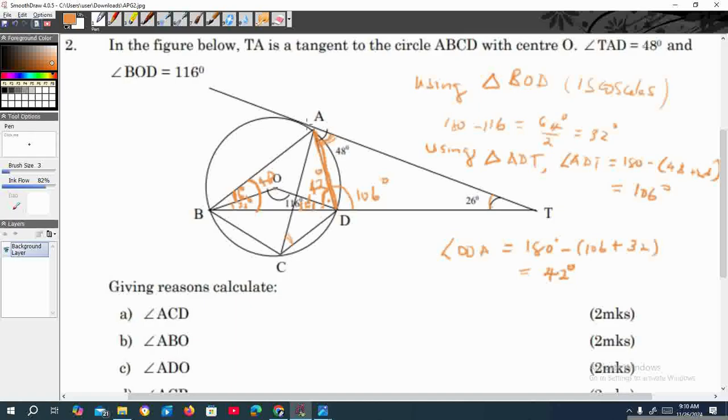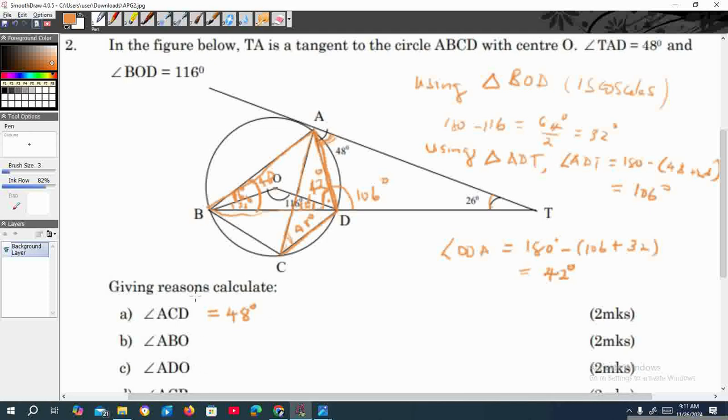So we are looking for the angle ACD. And this angle ACD is subtended by the same chord or the same arc AD on the circumference as the other angle DBA, this angle here. Angles subtended on the circumference by the same chord or the same arc are equal. So this one is going to be 48 degrees.